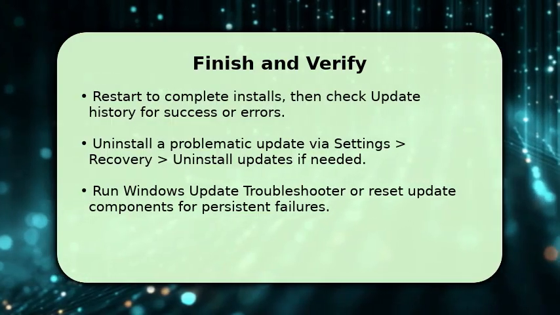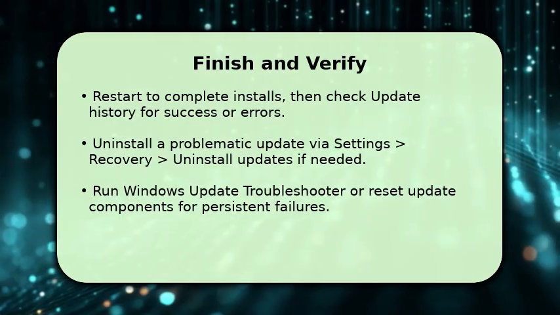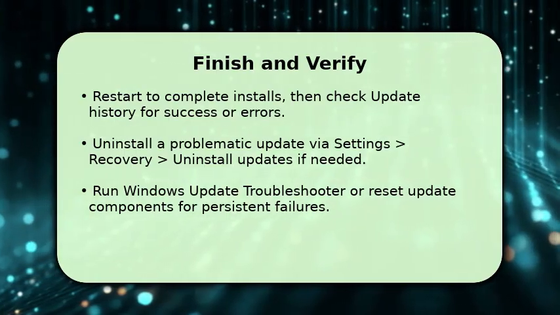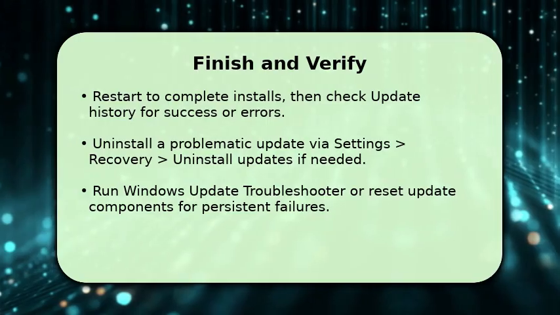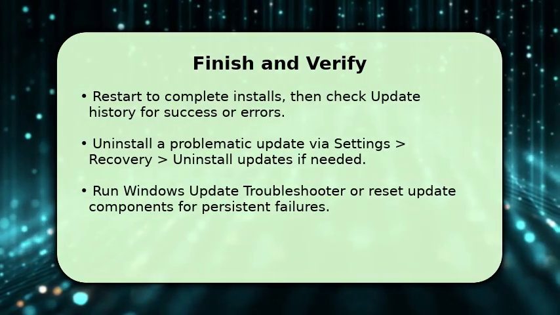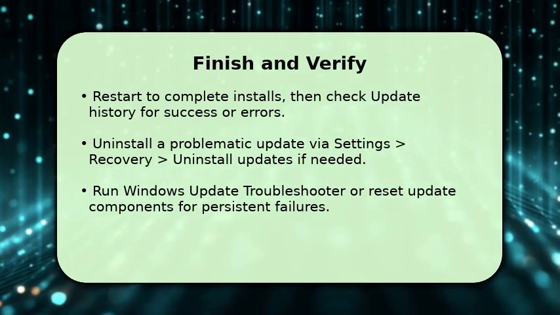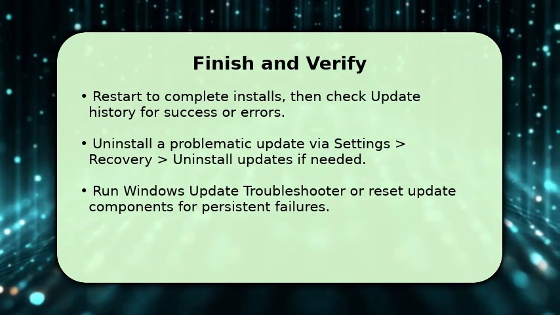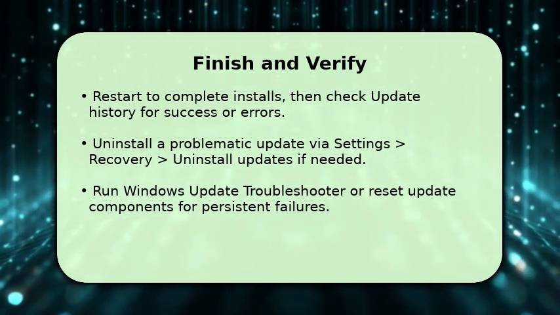If something failed, uninstall the last update or run the Windows Update troubleshooter. If problems persist, reset update components or use System Restore to return to a stable point. Troubleshooting tip: when stuck, reboot, run the troubleshooter, then reset the Windows Update service before retrying.